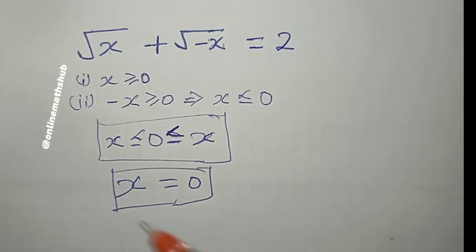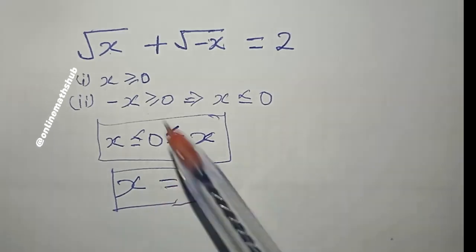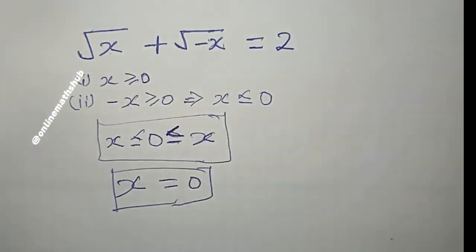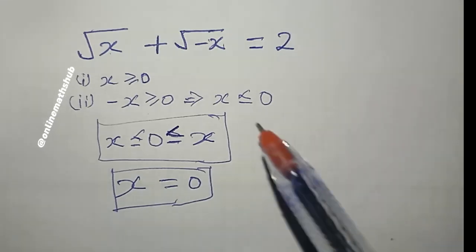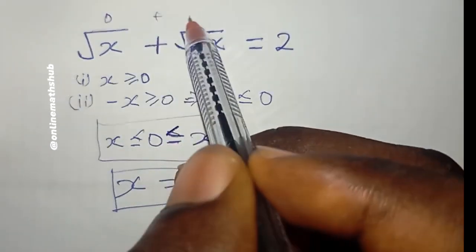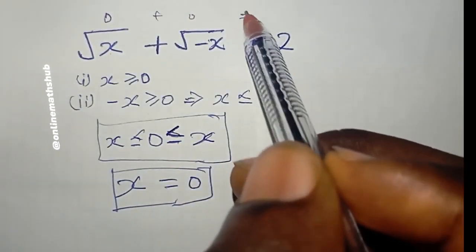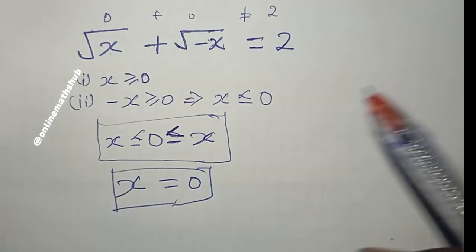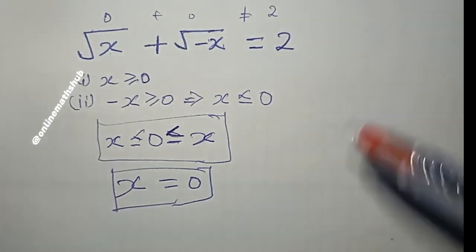But then there's a problem, because when you substitute x equal to 0 in each of these square roots right here, you're going to see that it is not equal to 2. This is going to be 0 plus 0, which of course is not going to give you 2. Which tells us that there is no real value of x that is going to satisfy this equation. So there's no real solution to this equation right here.